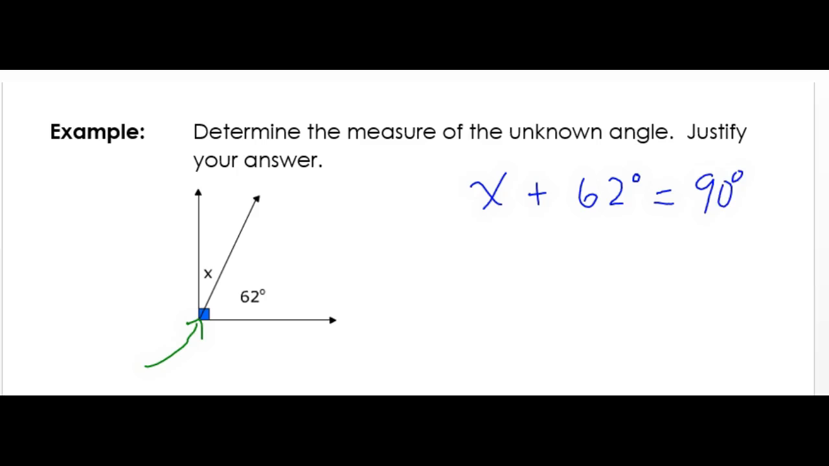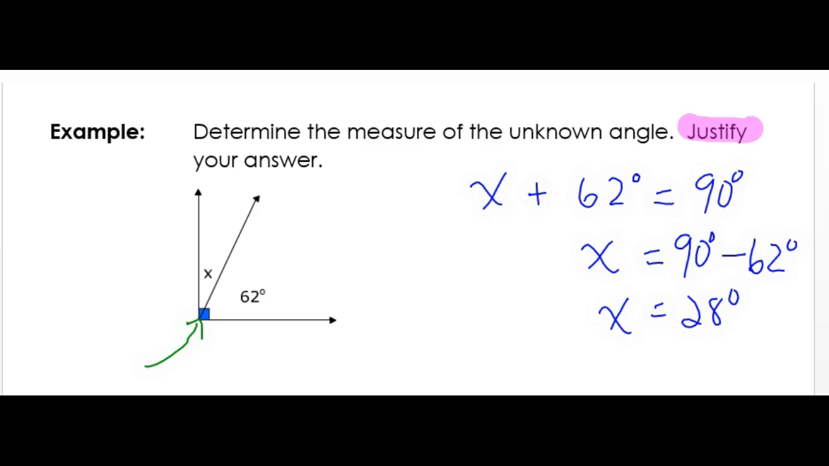Really, all that I'm doing is saying the value for that unknown angle x is going to be 90 degrees take away 62 degrees, and that will give me 28 degrees. Just remember, you want to use good format. The degrees is like a unit here, so it's important to not just write out 28, but 28 degrees. This question also asks me to justify it, so I'm going to write out that this is a case of complementary angles.